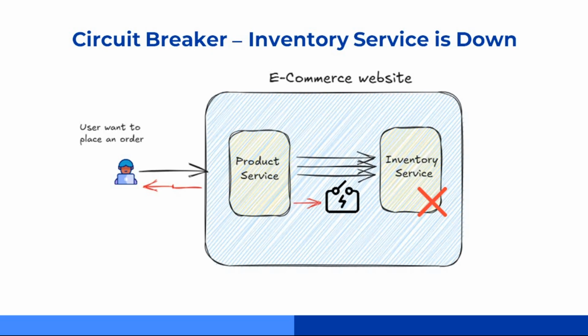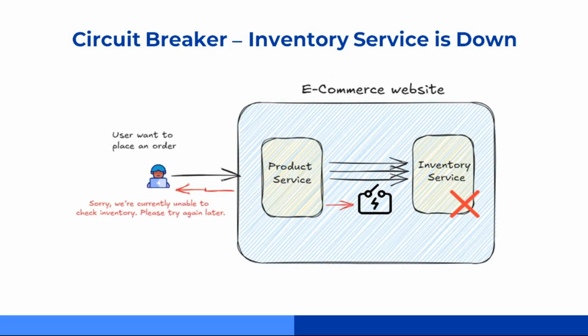This means it blocks new requests from going to inventory and instead directly returns a fallback response to product service like inventory currently unavailable. So instead of wasting time and resources on retries, product service stays responsive. This way the rest of the system remains stable. And for the user it's even better. They get a quick and clear message like, sorry, we are currently unable to check inventory, please try again later. So even though one service is down, the overall app continues running fine and user experience is protected.